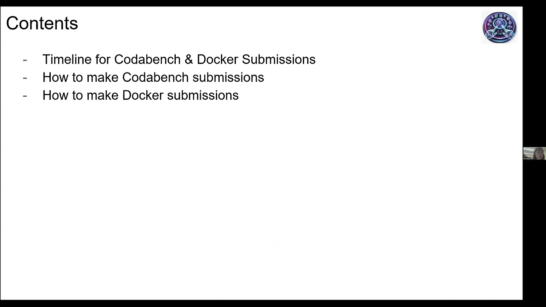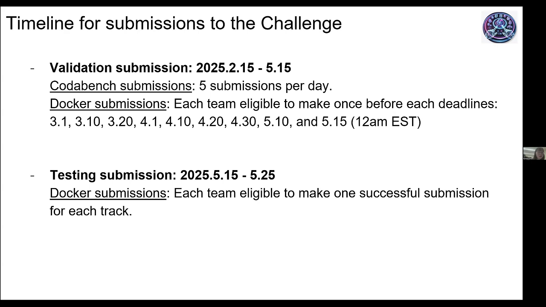I'll introduce the timeline for our submissions and introduce how to make Codebench submissions, followed by how to make Docker submissions. For the timeline, we have a validation phase and a testing phase. The validation phase is until May 15th, and you can make Codebench submissions as well as Docker submissions. For Codebench, you can submit at most 5 submissions per day. For Docker, each team is eligible to make one Docker submission in 10 days, where we have the predefined deadlines listed here.